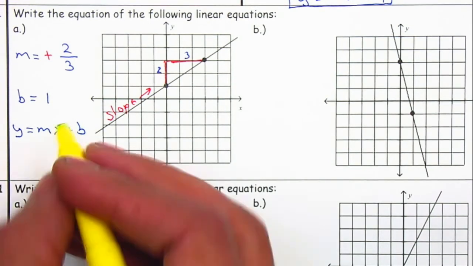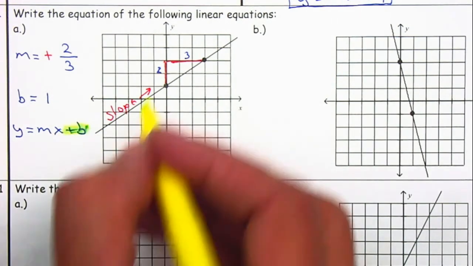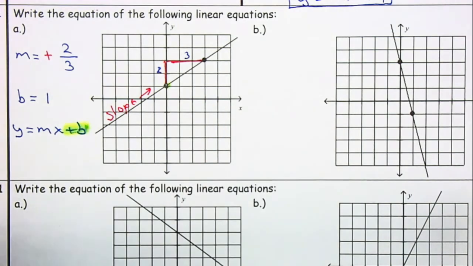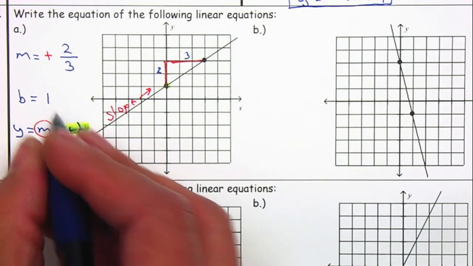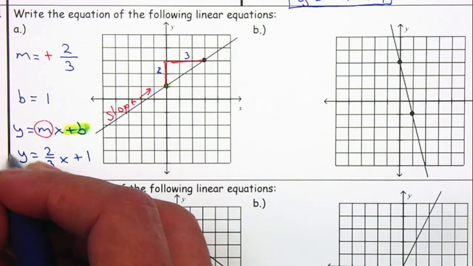B is your y-intercept, that's where the line crosses the y-axis, which is positive 1, and M is your slope. We have y is equal to 2 over 3x, and then this is a positive 1, so it'll be plus 1.